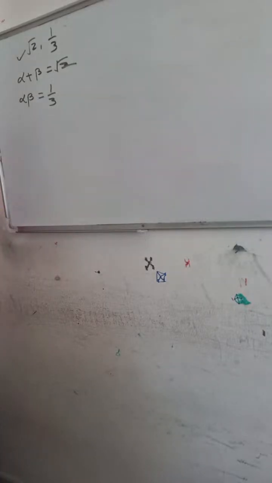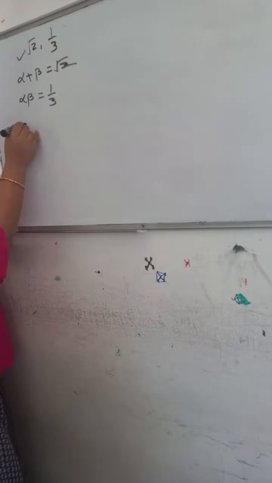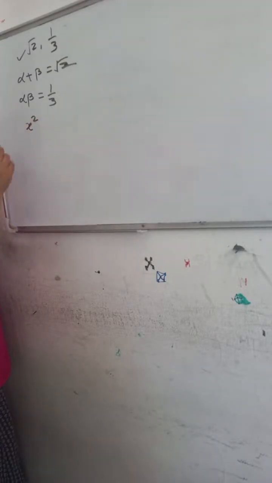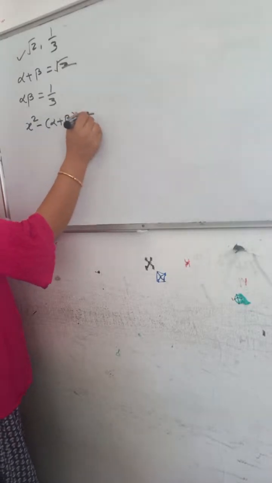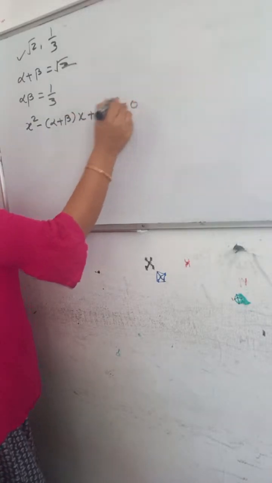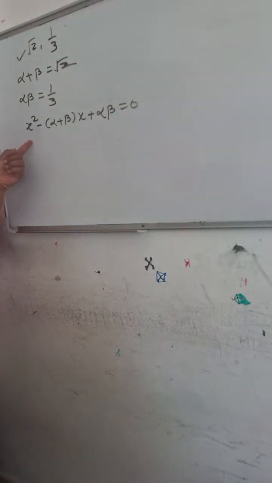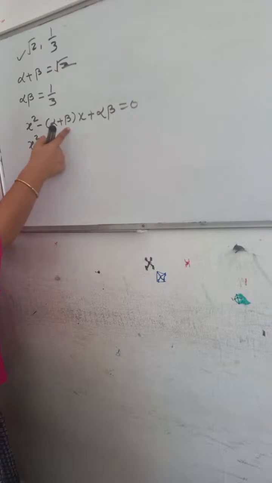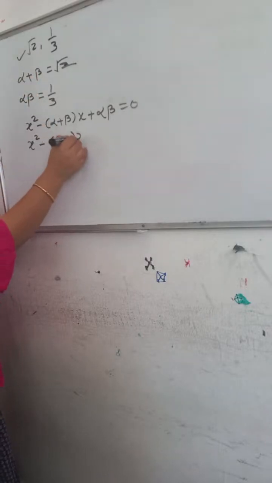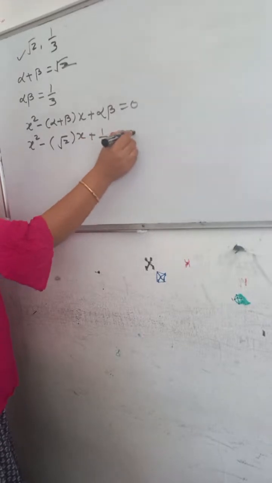Okay, and we have to find out the quadratic polynomial, and we have the equation to form a quadratic polynomial: x square minus alpha plus beta into x plus alpha beta is equal to 0. This is a very important equation, and if they are asking us to find the quadratic polynomial, write this formula. For writing this correct formula, we will get half mark, and for substitution you will get another half mark. x square minus alpha plus beta, which is root 2, x plus 1 by 3 is equal to 0.